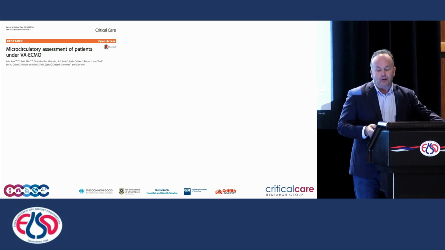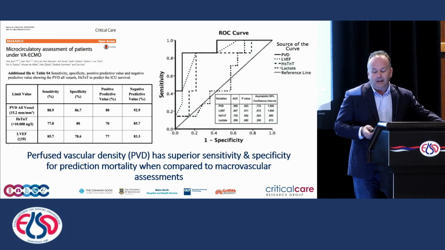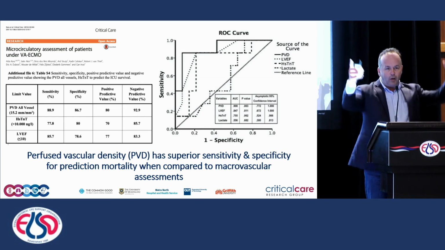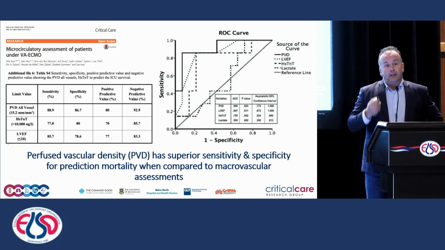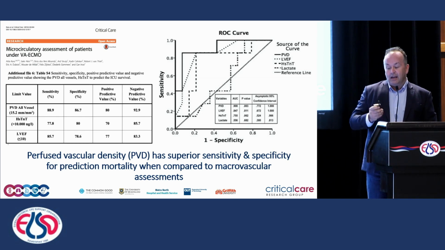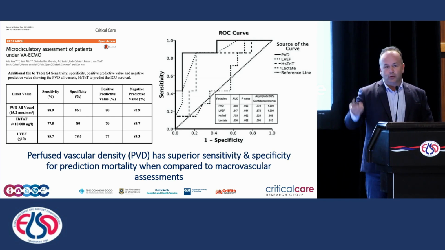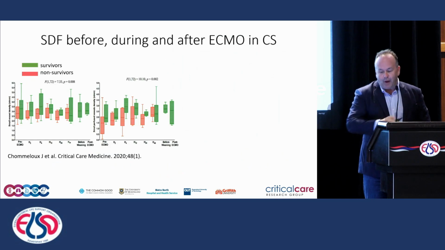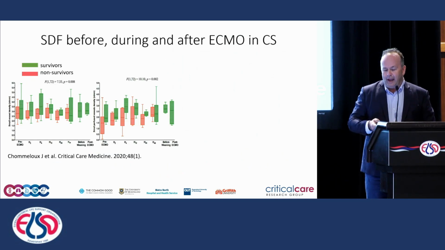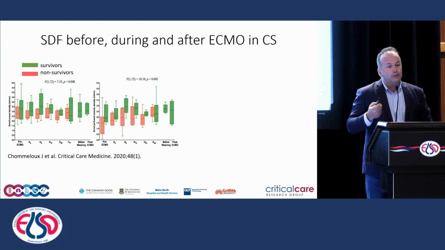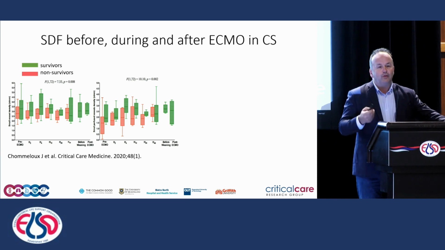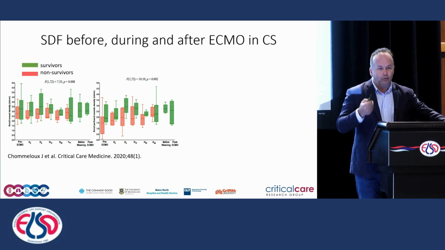Can Ince's group looked at microcirculation assessments on ECMO and showed very clearly that perfused vascular density, PVD, which looks at how many capillaries are actually open or shut, has a superior sensitivity and specificity for prediction of mortality when compared to the macrovascular measures: the blood pressures, the urine outputs, the arterial gases. From Paris, from Alain and Mathieu's group, Dr. Chommeloux, I hope I've pronounced it correctly, showed the same thing. People that have microcirculation resuscitated do better. Now, I think most of us understand that unless you resuscitate the microcirculation early, it becomes non-resuscitatable.